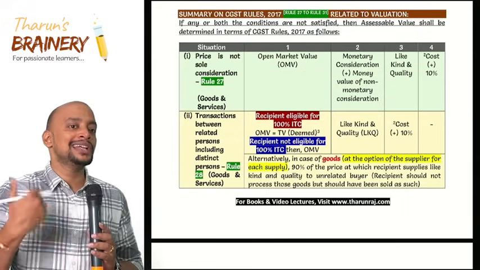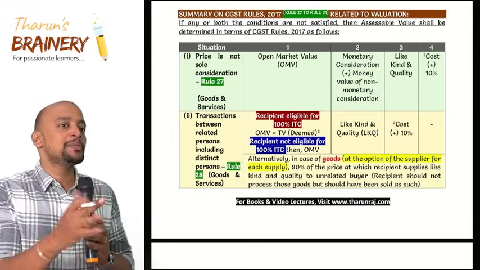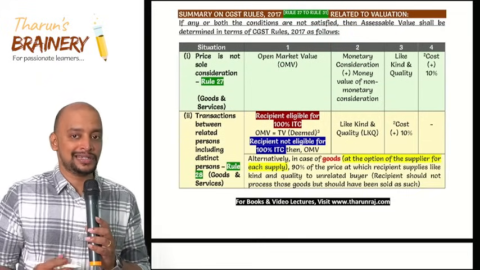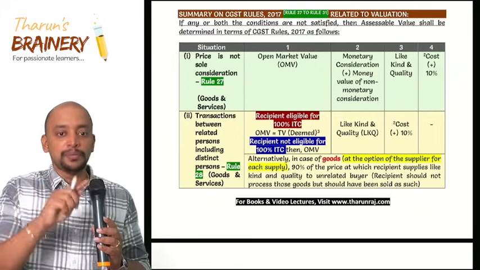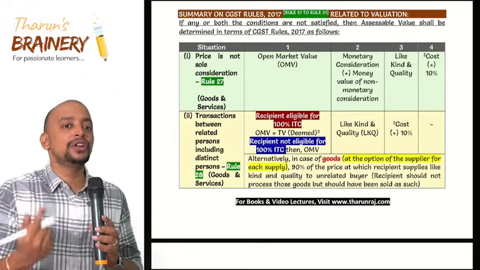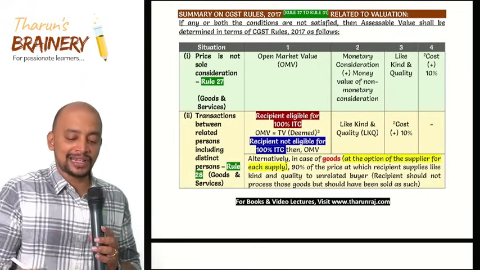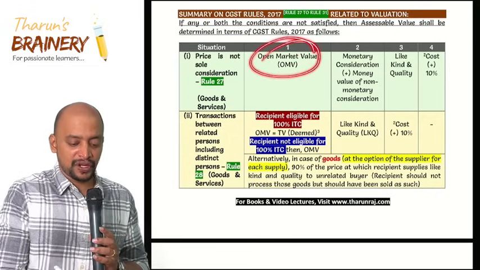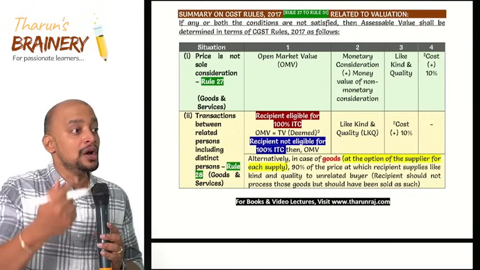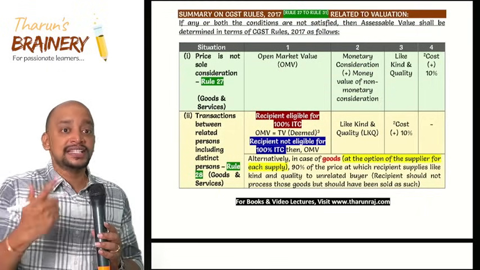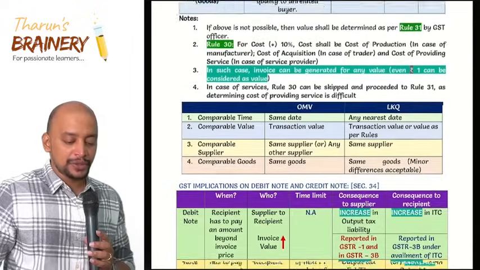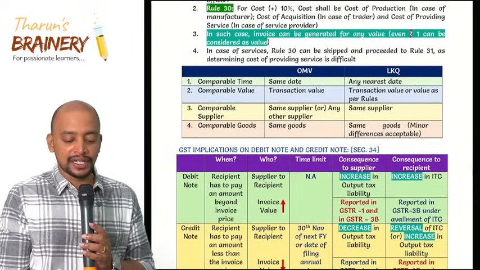Suppose today I am not making sale of this TV to any person, then open market value is not available. So then we need to take money received plus money value of non-monetary consideration. That is, whatever money we are receiving plus the value of the old TV will be taken as the value here. Suppose the value of old TV could not be ascertained, then like, kind and quality. What is the difference between open market value and like, kind and quality? Open market value is a comparable value on the same day, but like, kind and quality is a comparable value not on the same day the transaction happened, but on the nearest date. You can see the difference between open market value and LKQ in the next page.